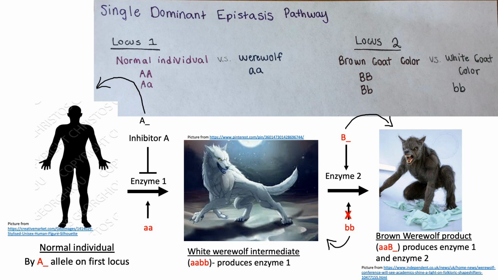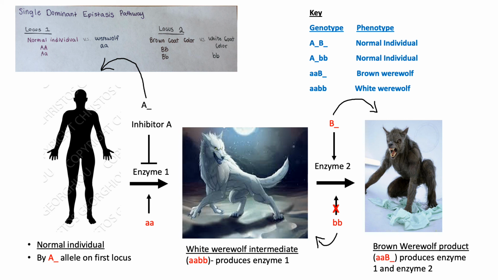However, genotypes with little a produce enzyme 1, which activates little b, and produces a white werewolf intermediate. The genotype little a, big B produces both enzyme 1 and enzyme 2, which would allow them to become a brown werewolf. Using the pathway, there are 4 possible genotypes and only 3 phenotypes, as seen in the key: a normal individual, a brown werewolf, and a white werewolf.